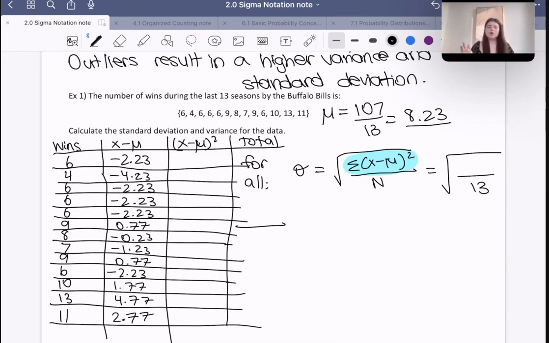Awesome. So now what we've done is we've taken each of these values in our original data set and we have subtracted mu from them. We have subtracted mu from each and every one. Now we need to square all these values. And keep in mind, when we square something, it's going to make it positive.